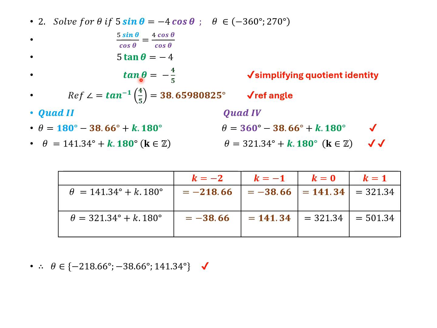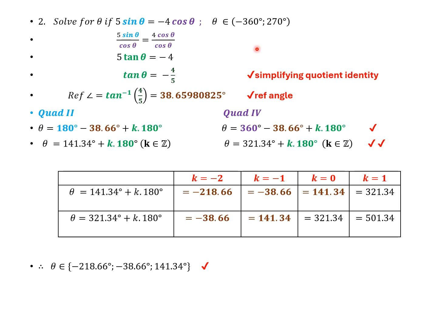So in quadrant 2, theta equals 180 minus the reference angle, plus k times 180 because I'm dealing with tan. Or in quadrant 4 it is 360 minus the angle plus k times 180. 1 mark for creating the two equations, and then 1 mark for each one that's simplified. So 180 minus 38,66 gives me 141,34 plus k times 180, and 360 minus 38,66 gives me 321,34 plus k times 180. K is an element of the integers.